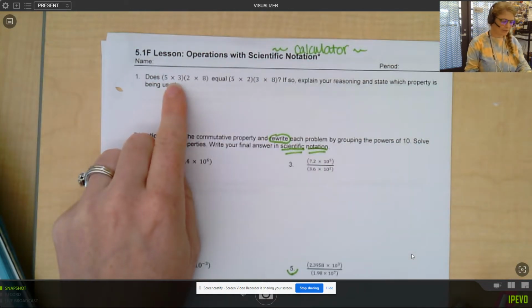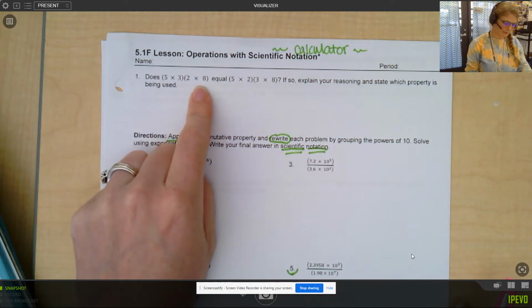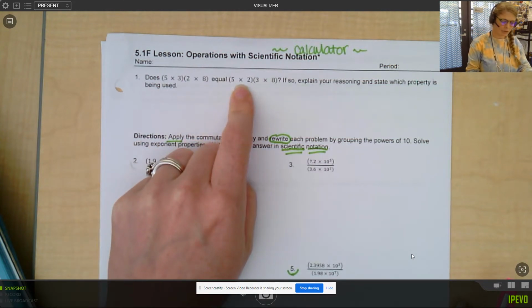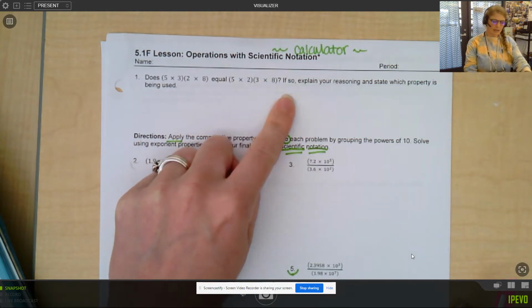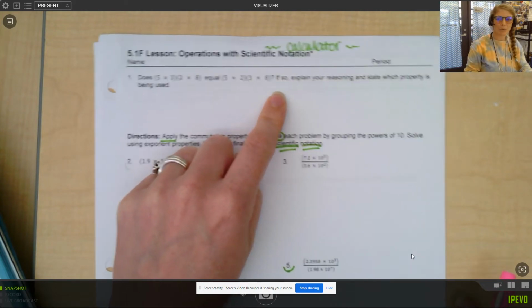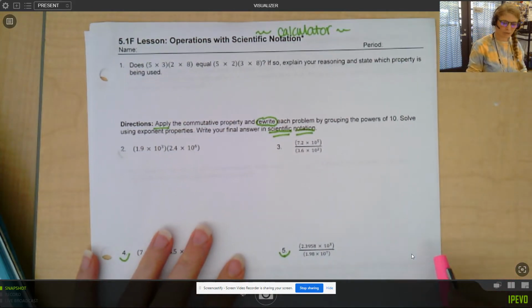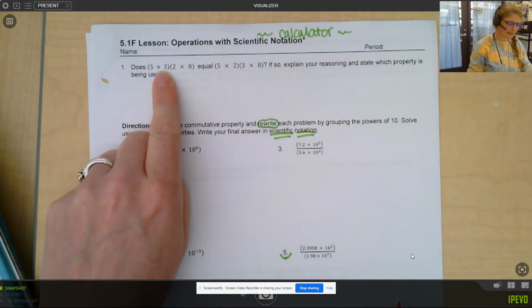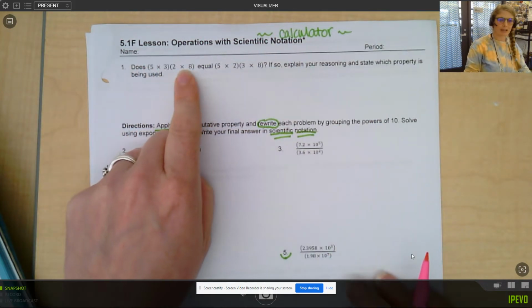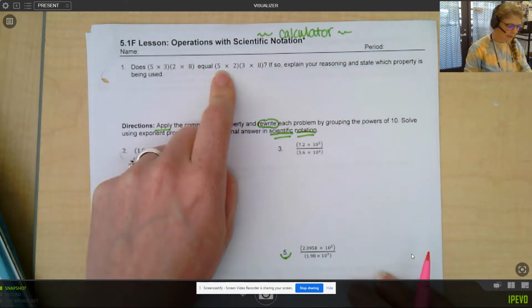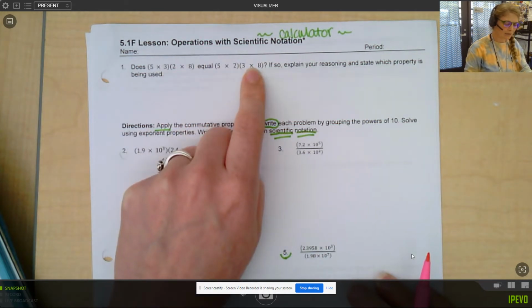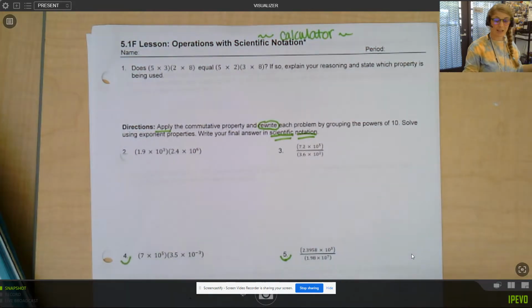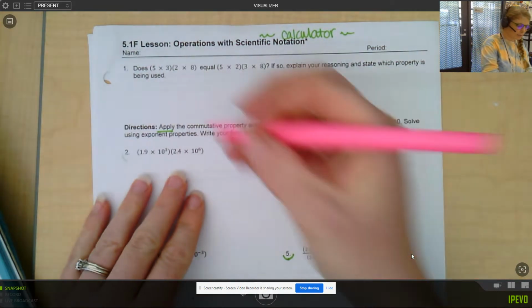Okay, so does 5 times 3 and then 2 times 8 equal 5 times 2 and then 3 times 8? If so, explain your reasoning and state which property is being used here. Well, if we take a look, 5 times 3 is 15, and 2 times 8 is 16, and 2 times 5 is 10, and 3 times 8 is 24. And if you notice, these actually have equal products. So what's going on here?